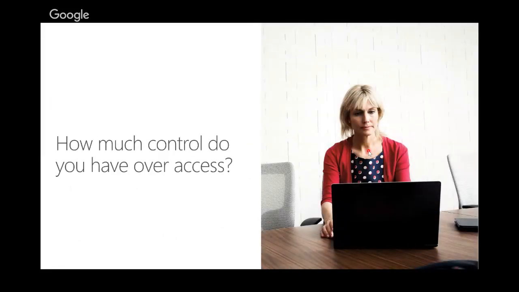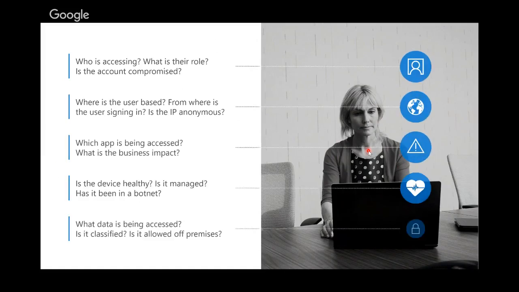The next step in protecting the front door is that we need to understand how much visibility and control we have over access to our resources. There are a couple of questions in our mind. We need to understand who is accessing my data, what their role is, and whether their account is compromised or not. The second question is where the user is. If one user is in France and after 5 minutes is logging in from Singapore, that is proof, because no one can travel so fast in 5 minutes. And where am I signing in, and is that IP anonymous?